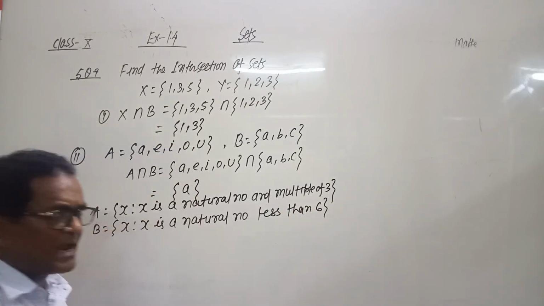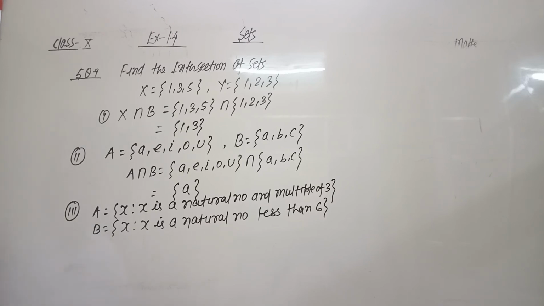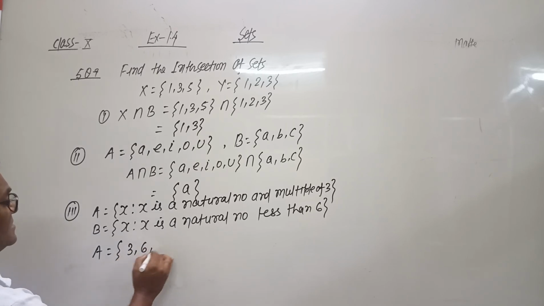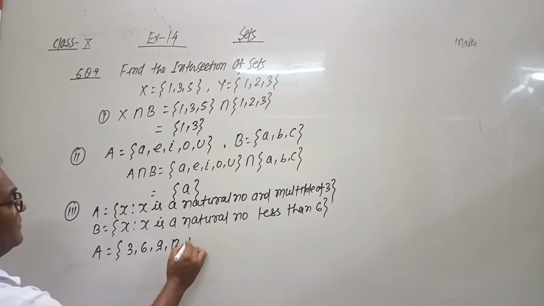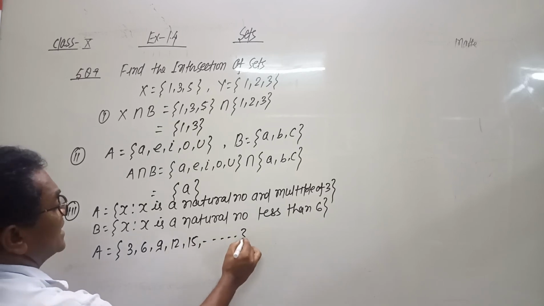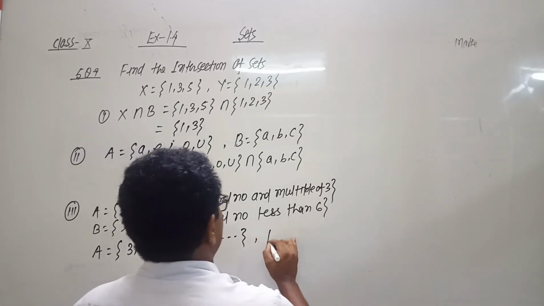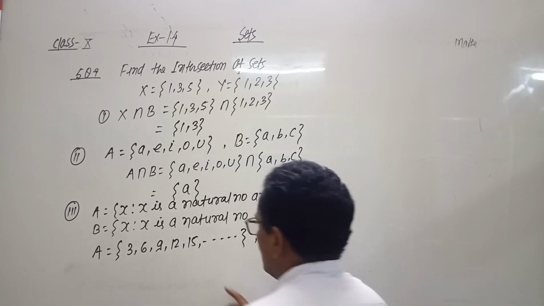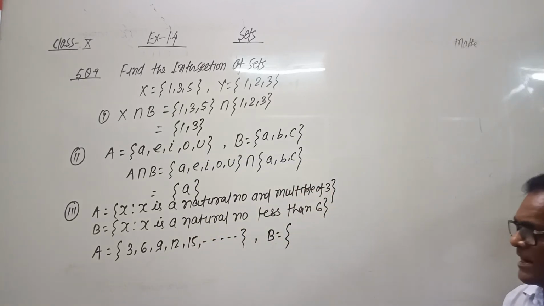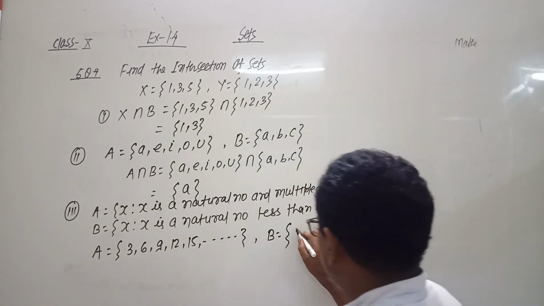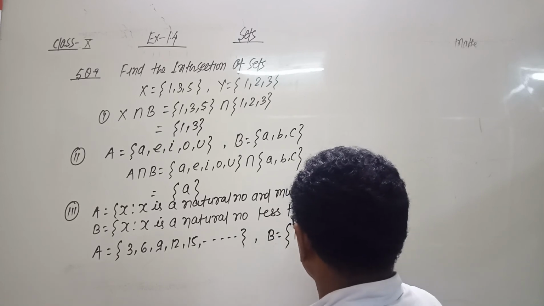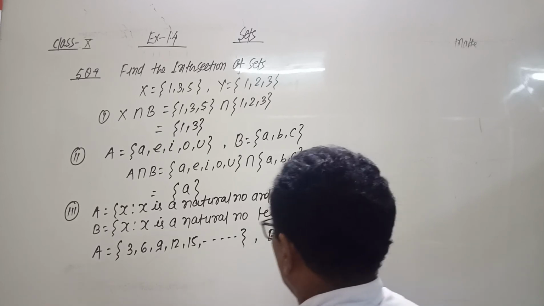So first we write these two sets in roster form. Set A equals to natural number multiples of 3: 3, 6, 9, 12, 15, and so on. There are a lot of numbers which are multiples of 3, so we will put dots. Then write down set B in roster form. X is a natural number less than 6, means from 1 to 5: 1, 2, 3, 4 and 5.